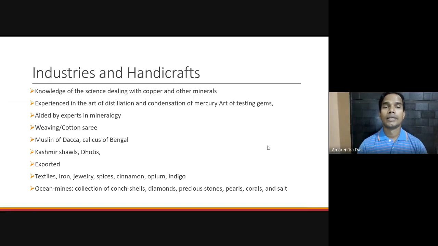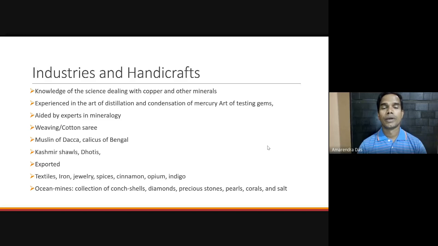And then there was knowledge of chemical science, the art of distillation and condensation of mercury, and the art of testing gems. These are also described in Arthashastra. And then we had experts in mineralogy, and we had weavers, and we used to weave different saris, cotton saris. In fact, the muslin of Dhaka and Kalikas of Bengal were famous.